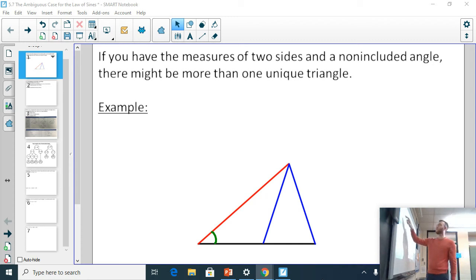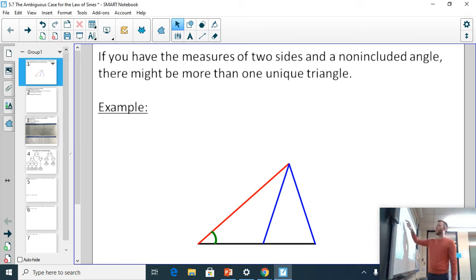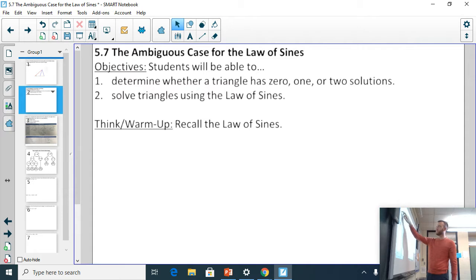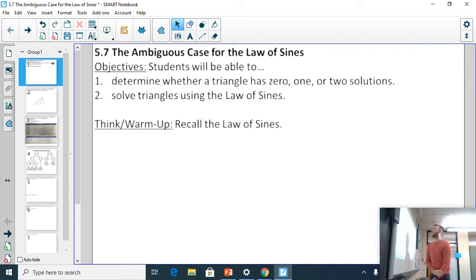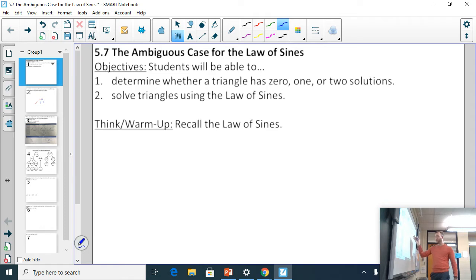All right, guys, welcome back to our 5.7, which is the ambiguous case for the law of sines. I had my slides mixed up there for a second, and our think slash warm up is just going to be recall the law of sines, just so we don't forget it.